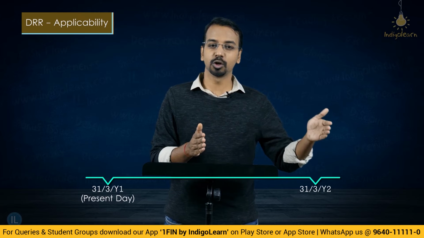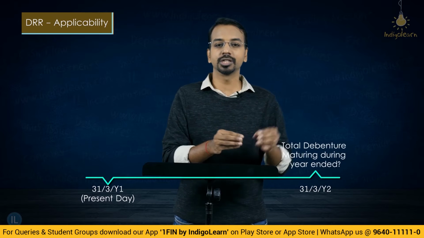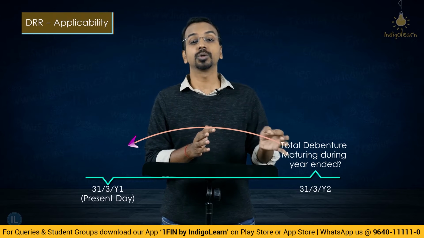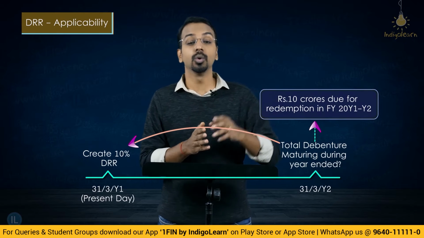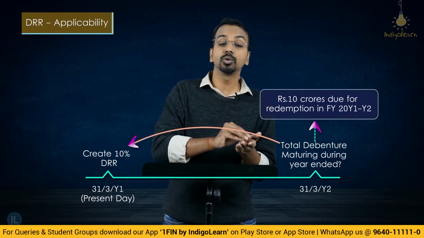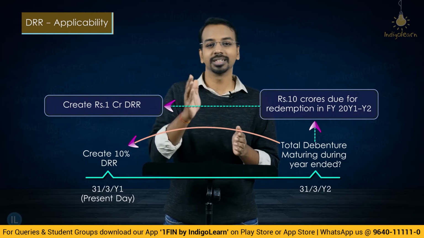Now that we have understood the limits, let us understand the timelines for creation of DRR. Let's say you are standing as on 31st of March of year 1. You need to check by 31st of March of year 2, that is in the next financial year, what is the total amount of debentures that is maturing. You need to calculate that amount, and out of that amount you need to create 10% DRR. Say for example, 10 crores worth of debentures will fall due for redemption in the financial year ending on 31st of March of year 2, you need to take 10% of that and create it as DRR by 31st of March of year 1.